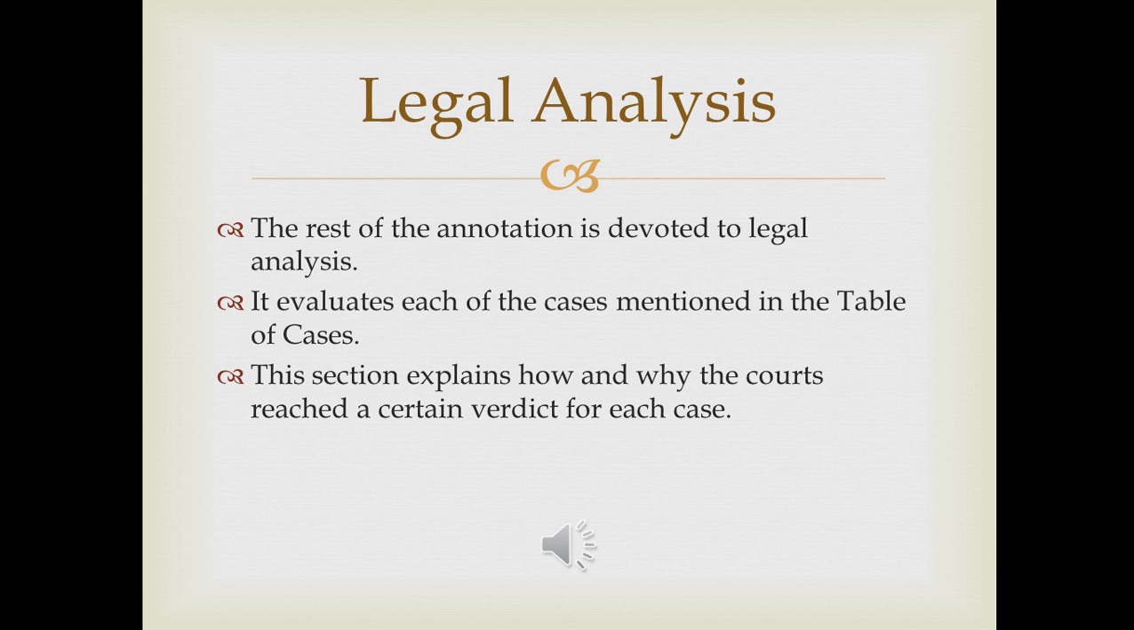The rest of the annotation is devoted to legal analysis. It evaluates each of the cases mentioned in the table of cases. This section explains how and why the courts reached a certain verdict for each case.